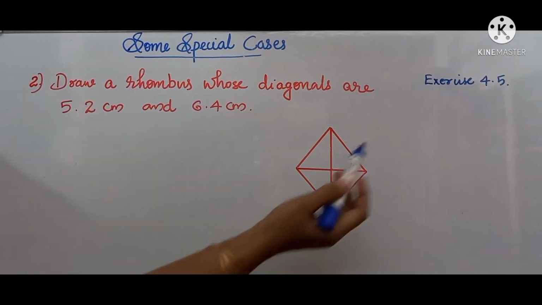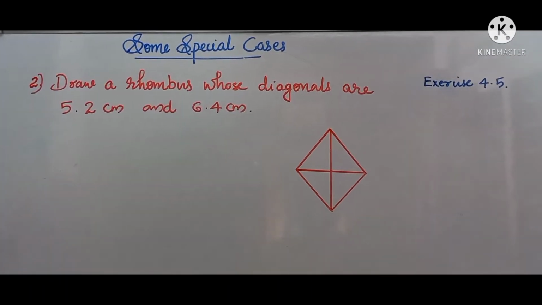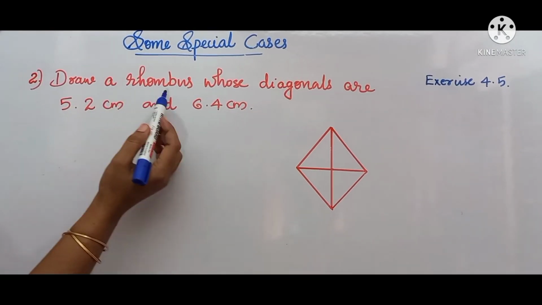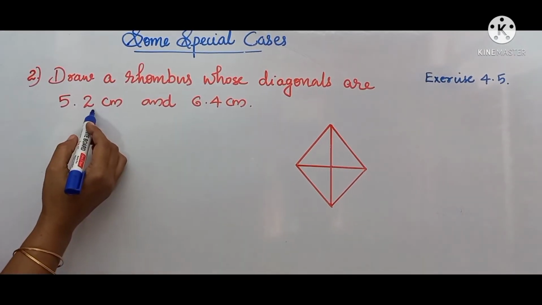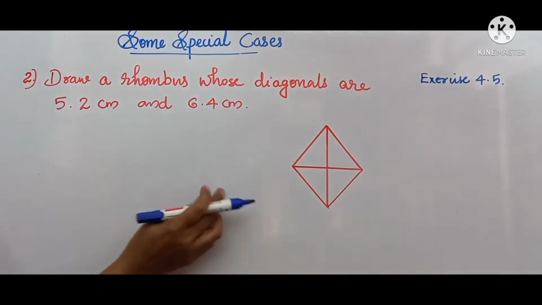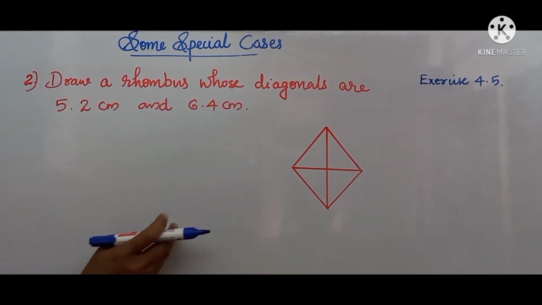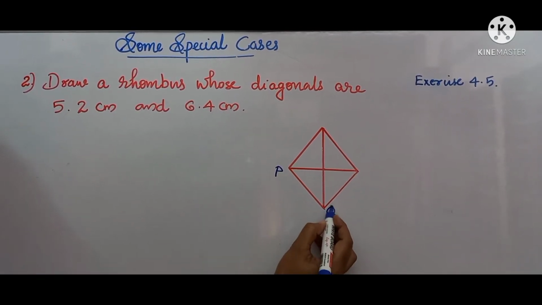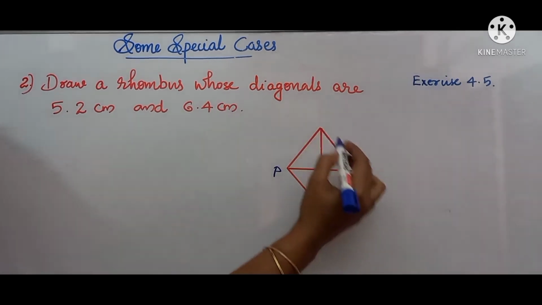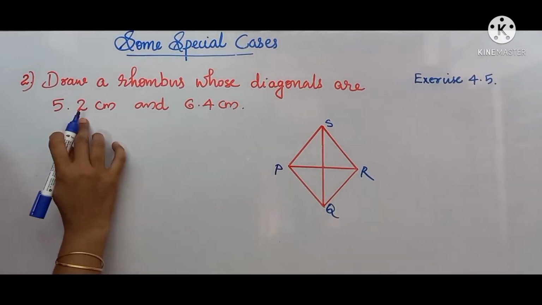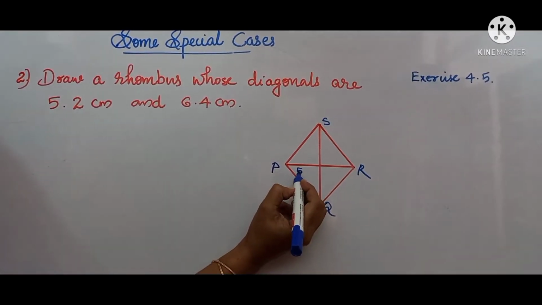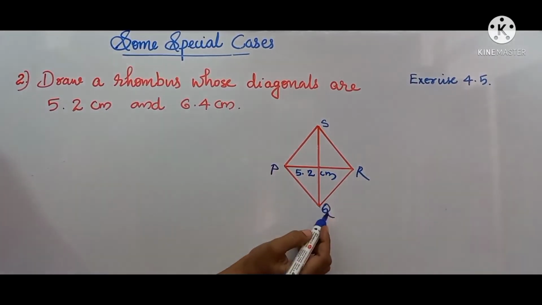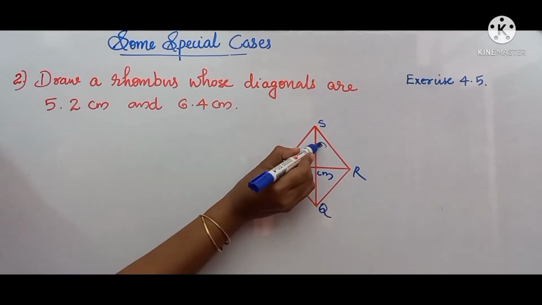Now we are doing exercise 4.5 second question. First question we have already done, and now this question is: draw a rhombus whose diagonals are 5.2 centimeter and 6.4 centimeter. I have drawn one rough sketch of the rhombus here. Let the name of that rhombus be PQRS, and two diagonals are given. One is 5.2. Let PR be 5.2 centimeter, and another one QS be 6.4 centimeter.